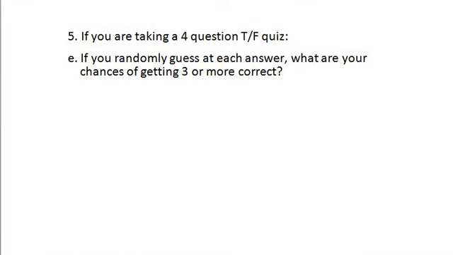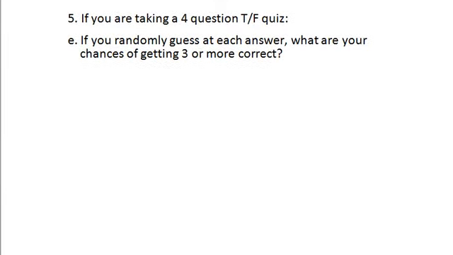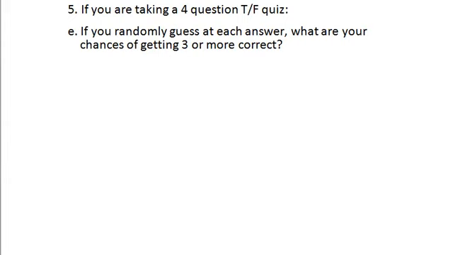One more question about this 4-question true-false test. The last question says, if you randomly guess at each answer, what are your chances of getting 3 or more correct? Well, if you want to stay with what I've been doing, which is just doing it without the tree diagram in the beginning, you would have to think of this. 3 or more correct, what does that mean?